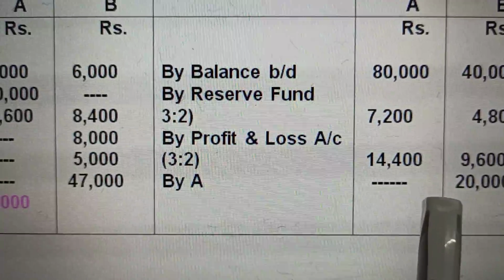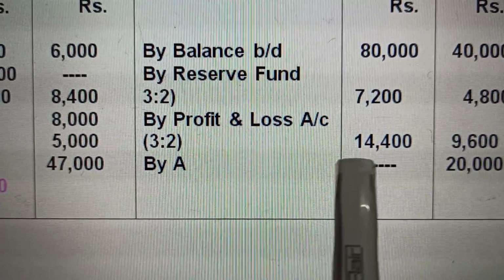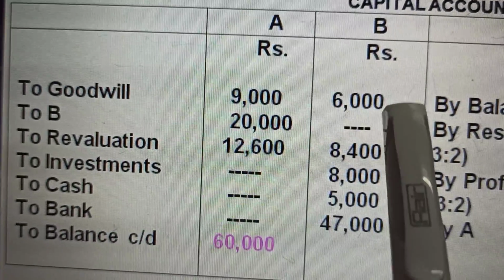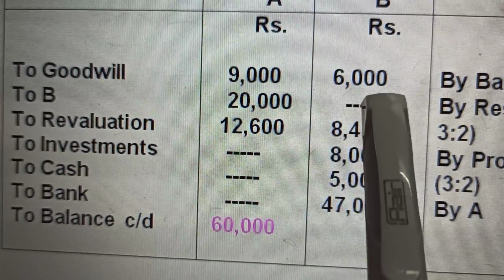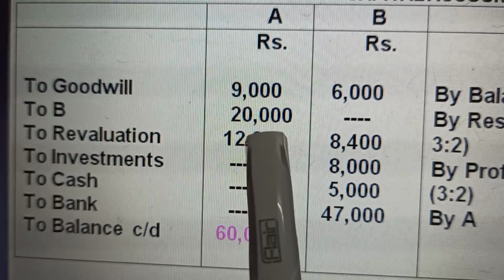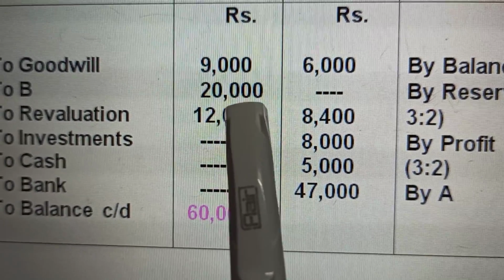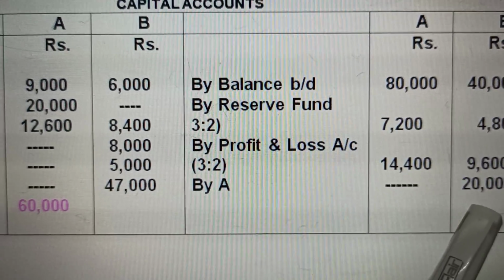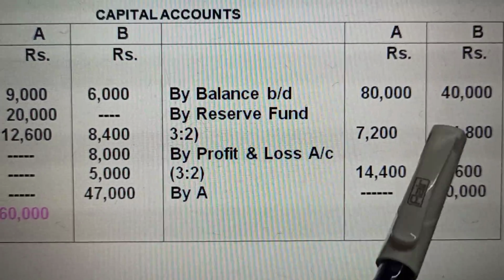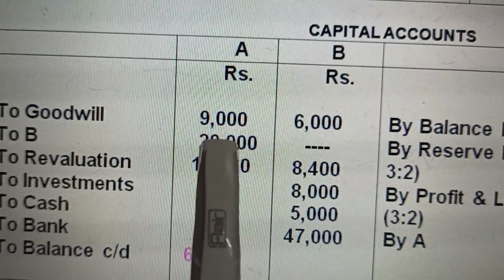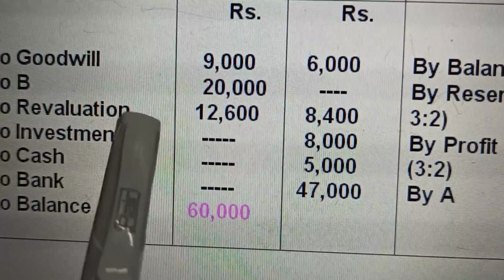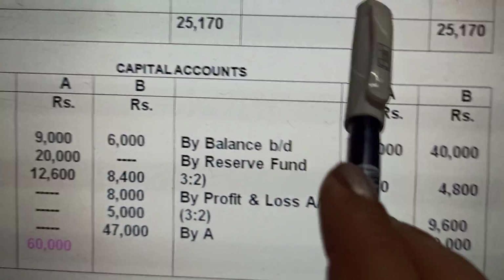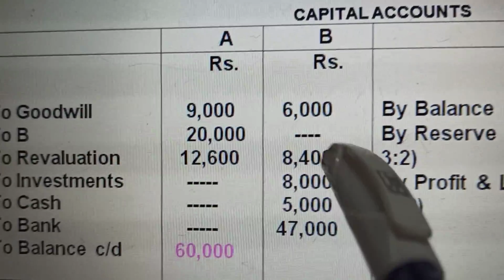This is the amount that has been taken by A, the capital account. To goodwill, both the partners, the gaining ratio. To B, 20,000. What is this to B? Yes, the amount. A gives 20,000 to B. This is in B's capital account, we write by A. In A's capital account, we write to B. New to old. To revaluation, 12,600. This is the loss that is coming here.